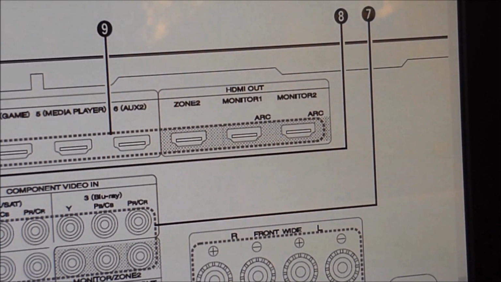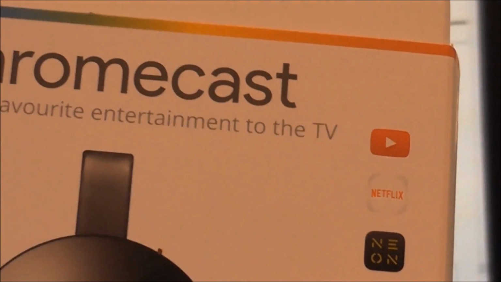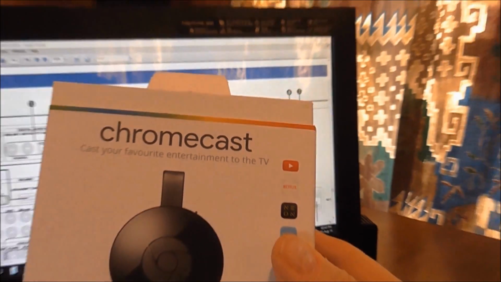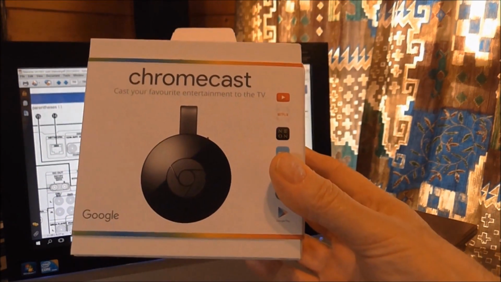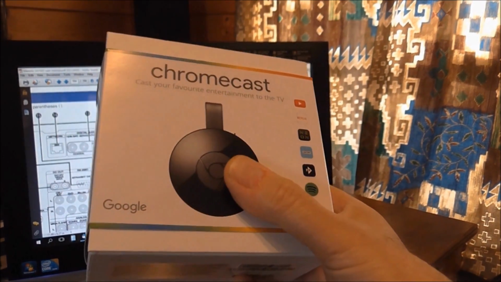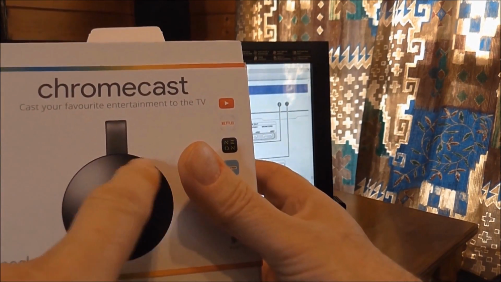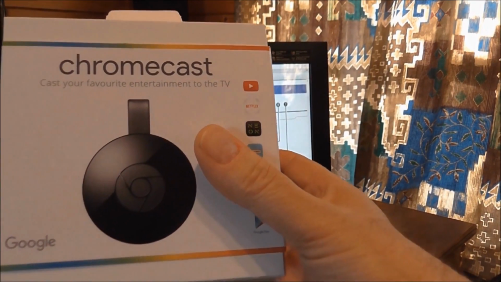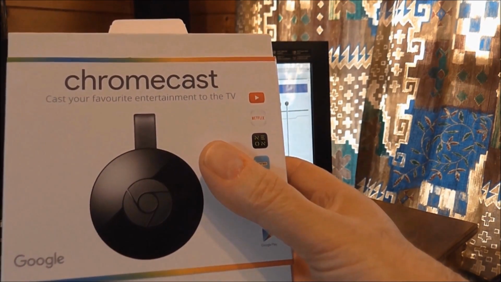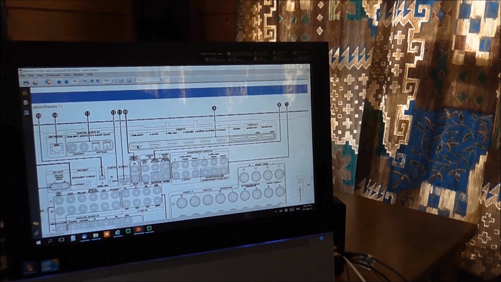So the Google Chromecast comes in this box here, and basically it's just a matter of taking it out of the box, putting the power supply in, plugging that in, and there should be a little light that flashes on the outside of it, and then taking the HDMI connector and plugging it into one of the ports, as I'm showing here on the back of the AVR.